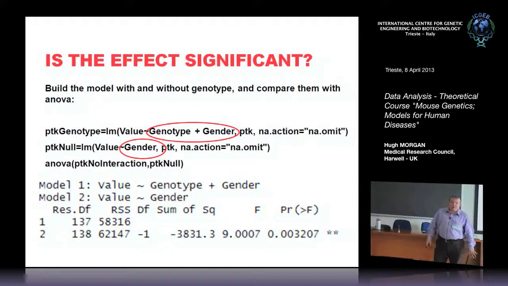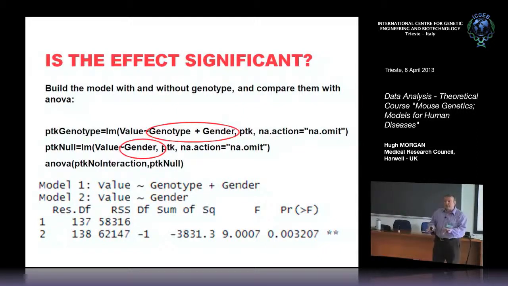Is this effect significant? All we've done so far is build a model based on the data. What we need to do is build a model that takes into account genotype and one that doesn't. So this line here is exactly the same as what I did before. We can forget this NA omit. That's the exact same model we built before. And then I build another one which doesn't have the genotype in it.